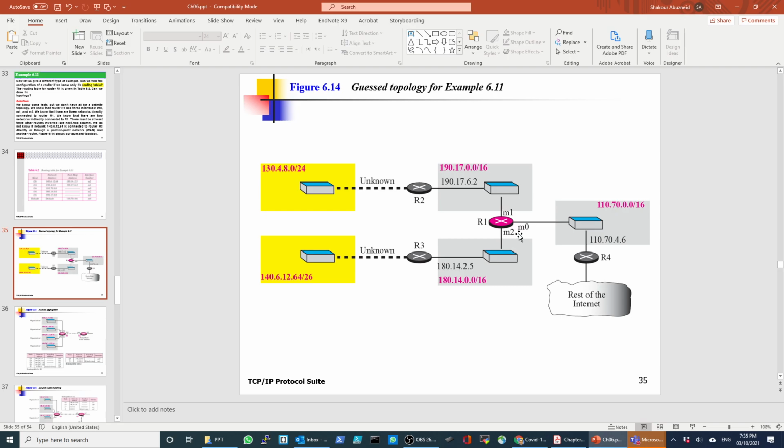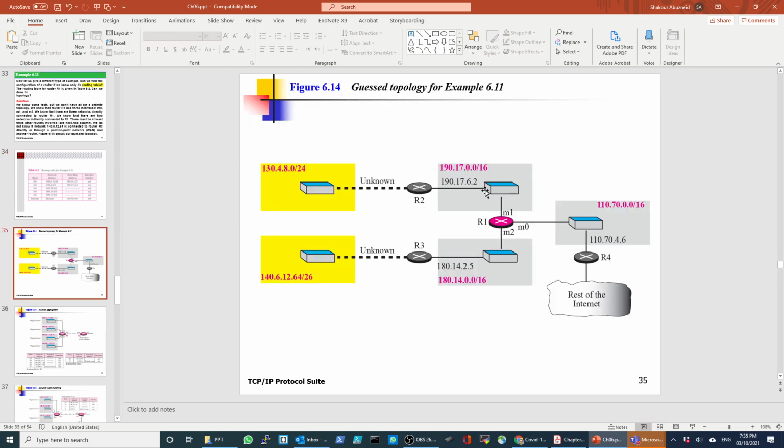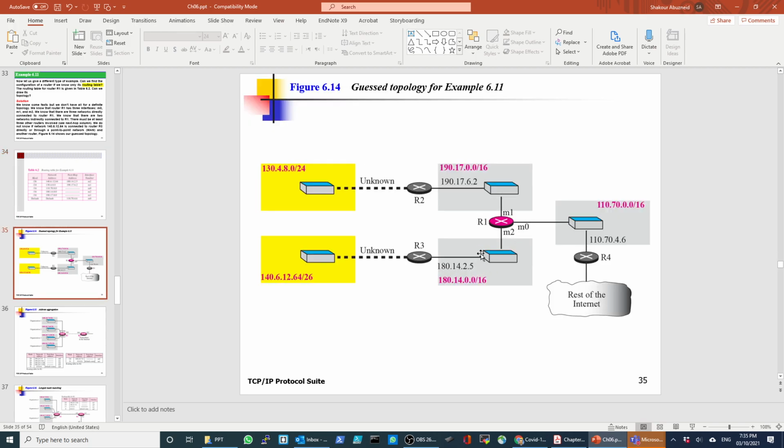So in here, for example, in the M1 in here, it tells you the network address will be 190.17. In the M1 in here, it tells you the next hop is 190.17.6.2. So right away, I know the assigned IP address in here, 190.17.6.2. All right. Also, in here, it tells me the next hop is 180.14.2.5. You agree? And then I know the assigned IP address in here, 150.14.2.5. Simple logic.